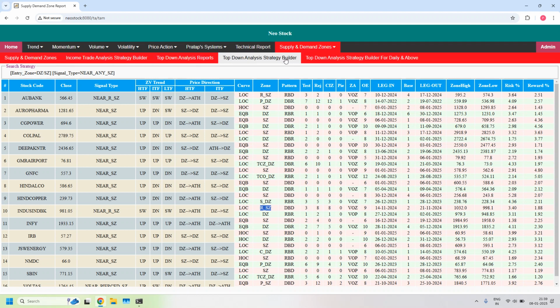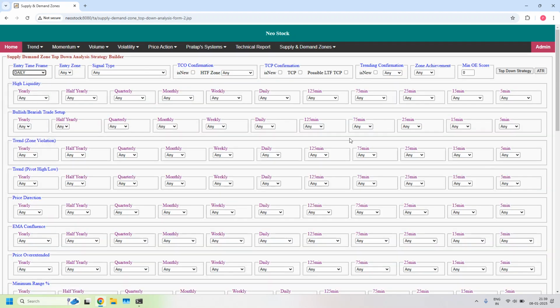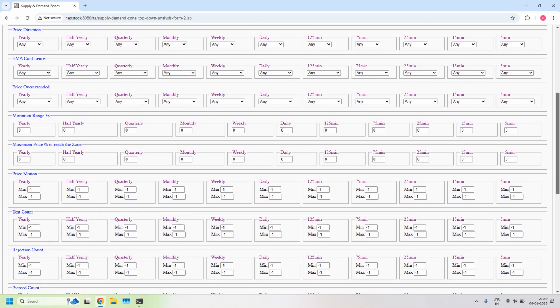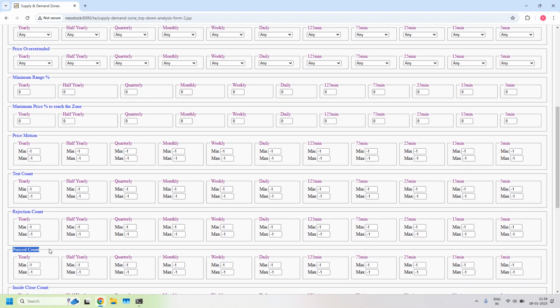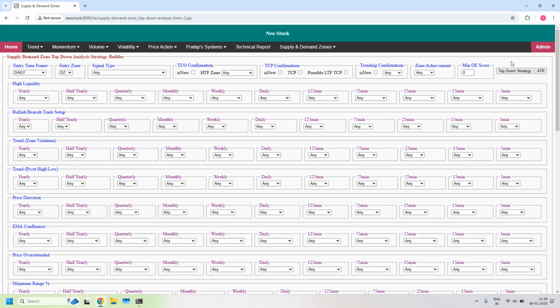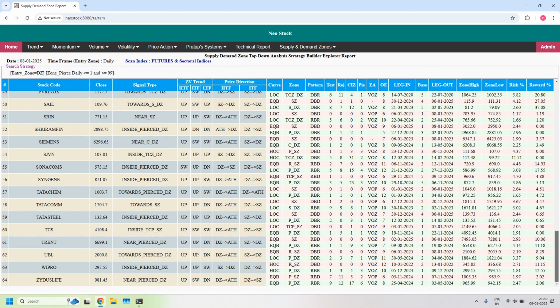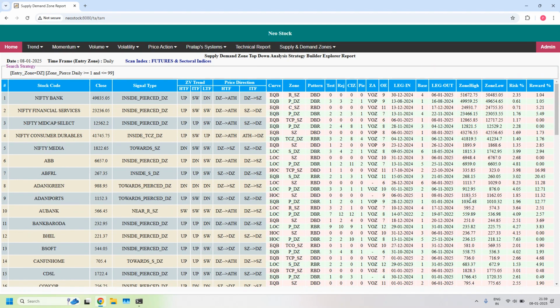Okay, next for daily time frame, pierced zones. The demand zones should be pierced. So that's why daily demand zones in the pierced count at a daily time frame, I am setting minimum value 1, maximum value say 99. Let's filter. We got 64 stocks. So first 15 stocks in the list. I am scrolling the list down.